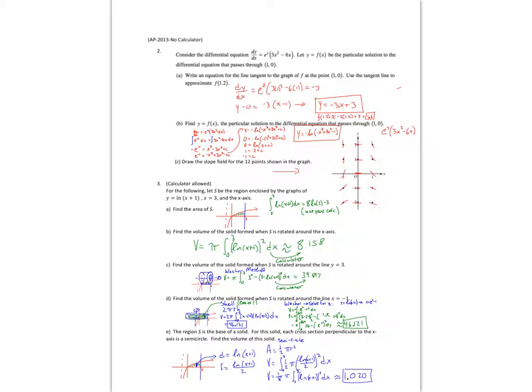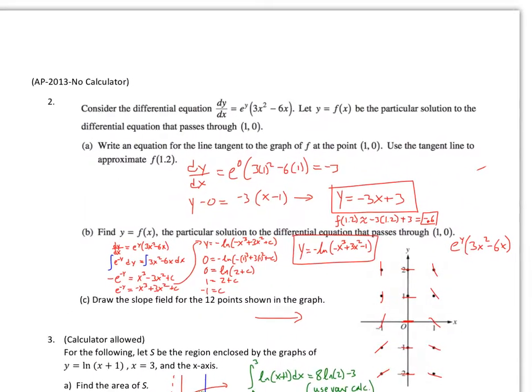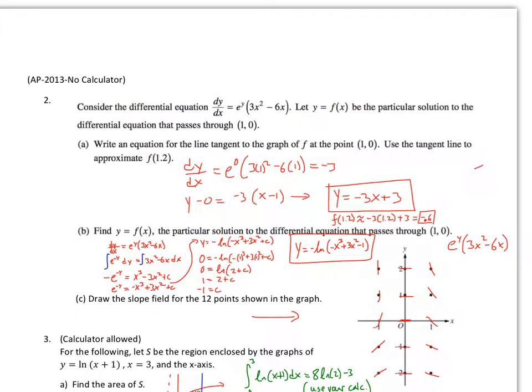And another differential equation here. We got dy/dx is e to the y times (3x squared minus 6y). Y is a function of x here. And we know it goes through (1, 0). So those are called initial conditions. That's going to help us find the particular solution.